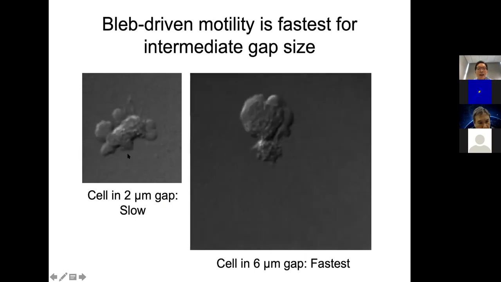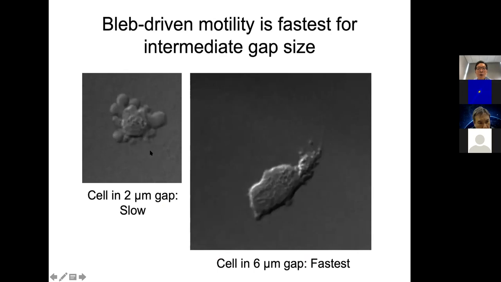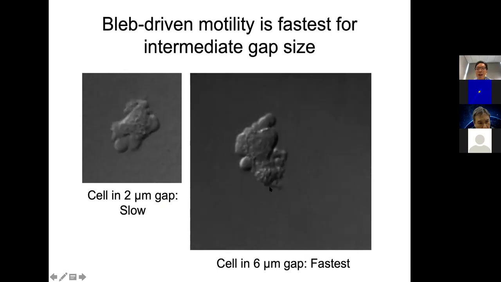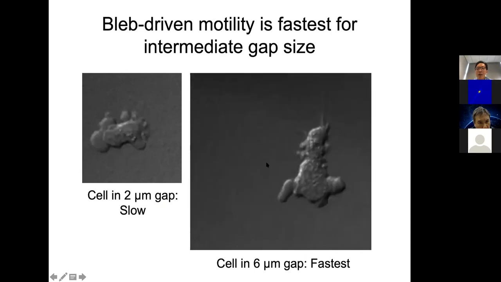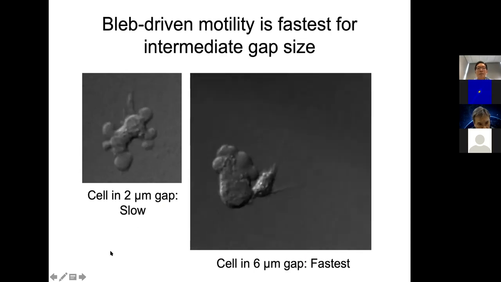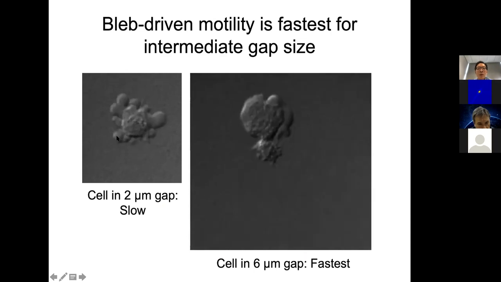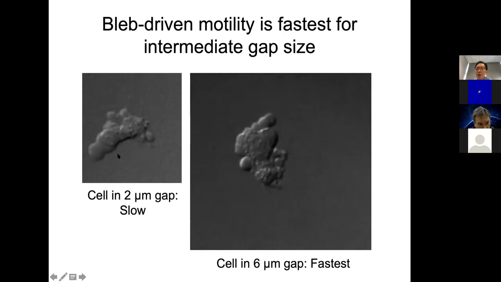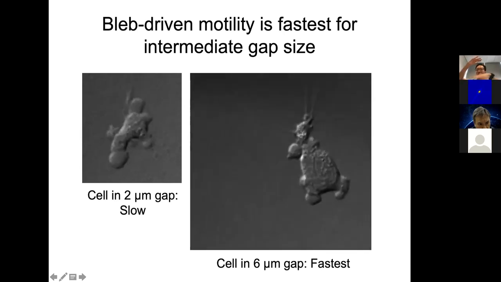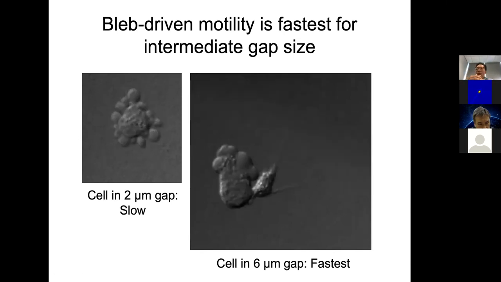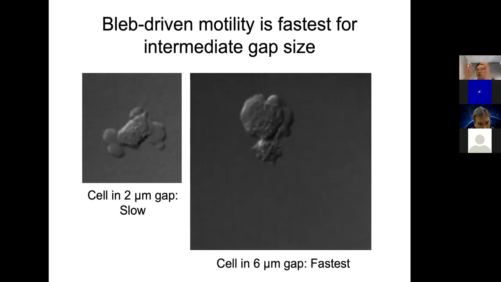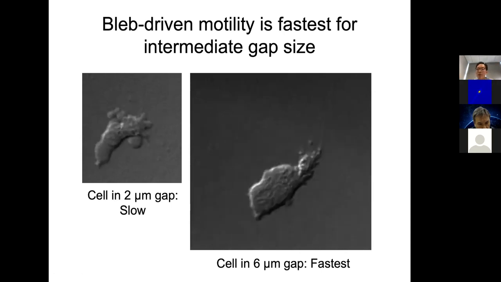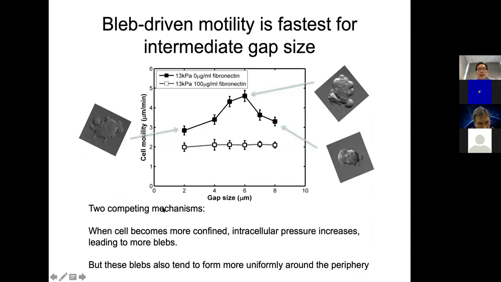So this is a cell being squeezed in a very small gap. And there's a cell that is squeezed in an intermediate gap at which it's moving the fastest. What we found is that the cells in the small gap tend to show a lot more of these blebs, which maybe makes sense because the cell is being compressed a lot more. The cell has very high internal pressure that it's trying to release, and therefore it forms many of these blebs.